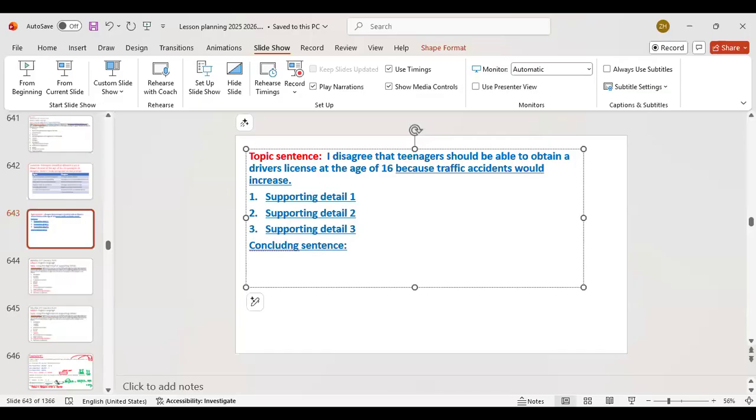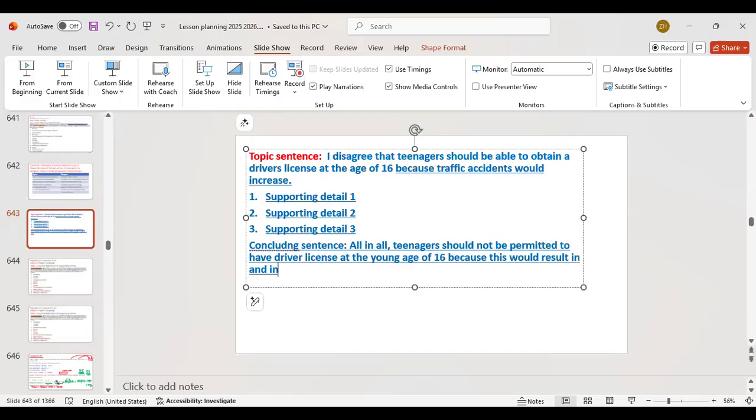Now, what does my concluding sentence say? All in all, teenagers should not be permitted to have a driver's license at the young age of 16 because this would result in an increase in traffic accidents.